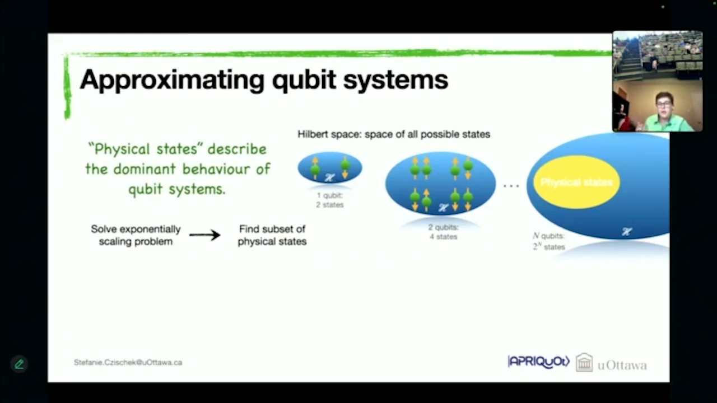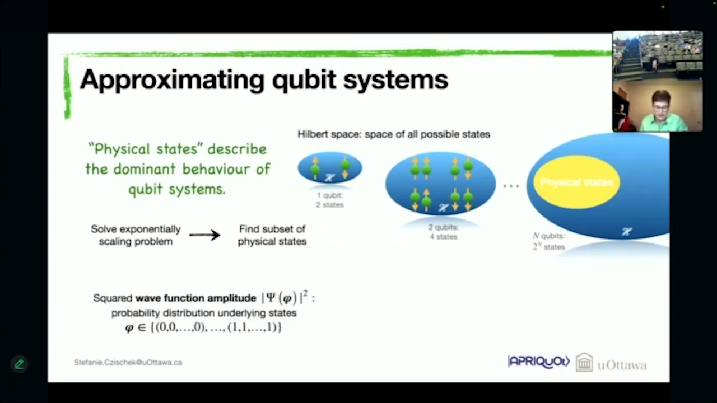And hopefully the subset of physical states scales only polynomially with the system size. And the way we can find the subset of physical states is by looking at the squared wave function amplitude, which defines the probability distribution underlying all our basis states, so just all our possible combinations of each qubit being in the 0 or in the 1 state, right?